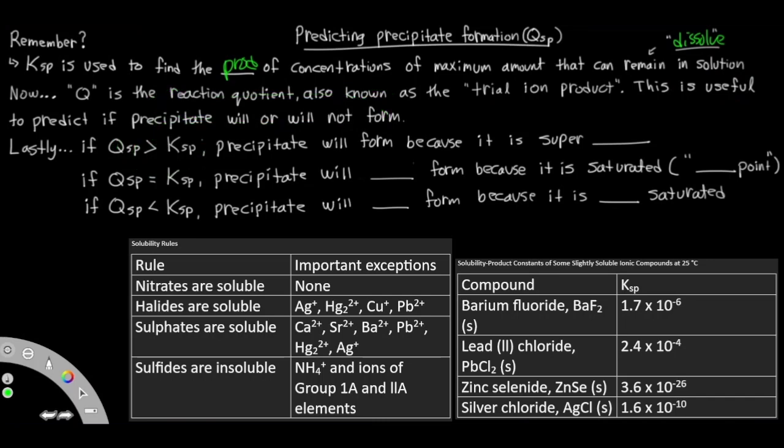So for example, if the QSP that we get is greater than the KSP, the KSP is this gold standard of maximum amount that can remain in the solution, then the precipitate will form, because it is now supersaturated. It's gone past this threshold of the KSP gold standard. If the QSP ends up equal to the KSP, the precipitate will not form because it is technically saturated. However, it's at the tipping point. Anything that goes even a little bit above this threshold of the KSP will become greater than it, and a precipitate will form. If the QSP is less than the KSP, the precipitate will not form because it is undersaturated.